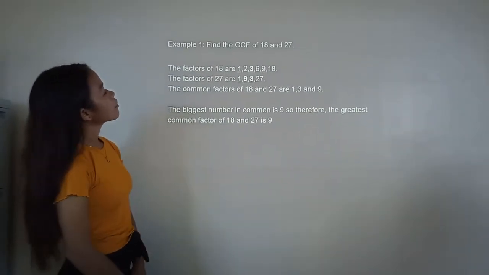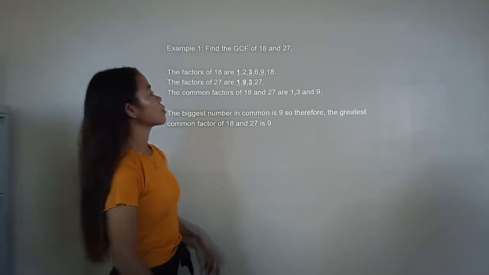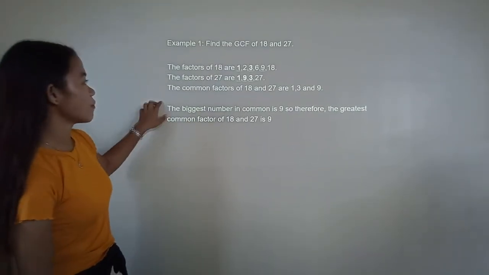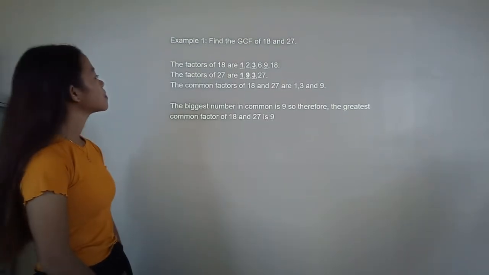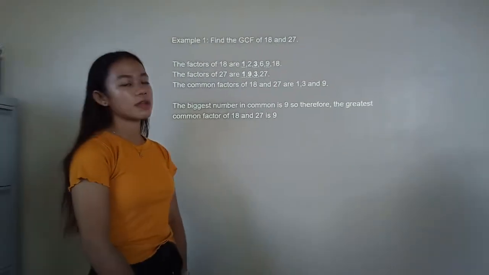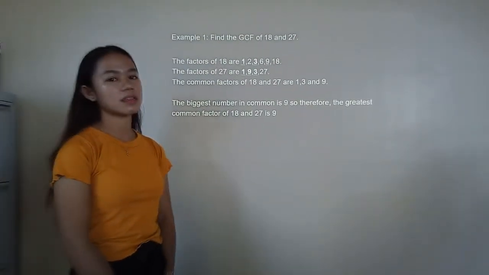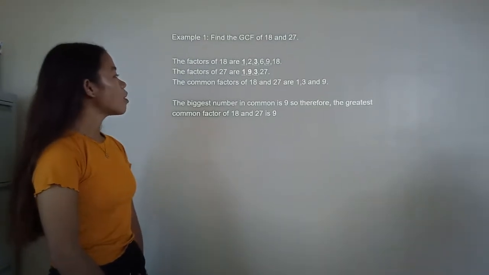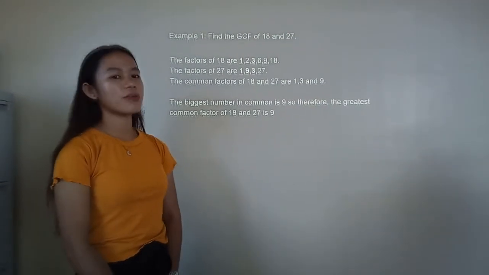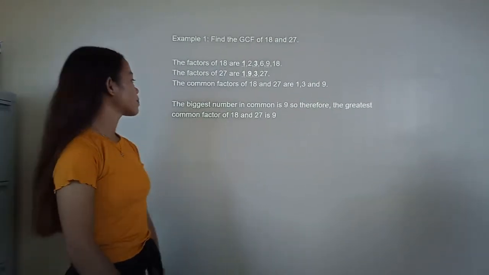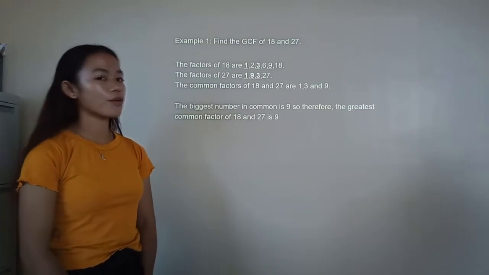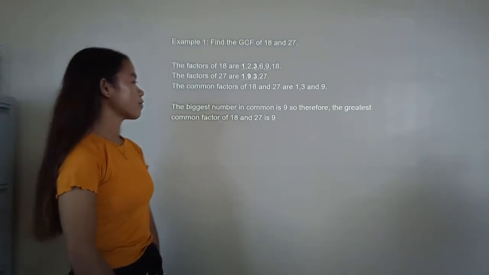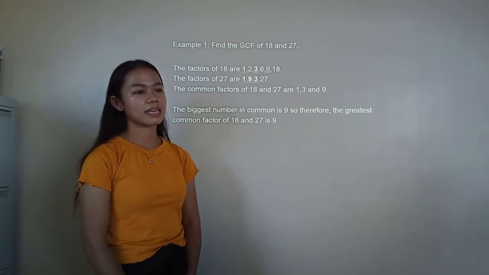Example number 1. Find the GCF of 18 and 27. The factors of 18 are 1, 2, 3, 6, 9, and 18. The factors of 27 are 1, 9, 3, 27. The common factors of 18 and 27 are 1, 3, and 9. The biggest number in common is 9, so therefore, the greatest common factor of 18 and 27 is 9.